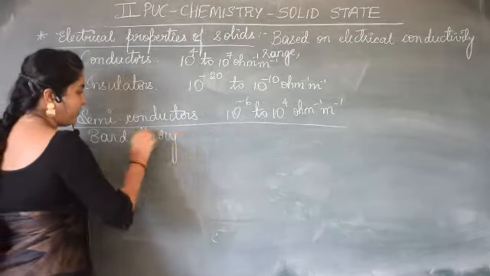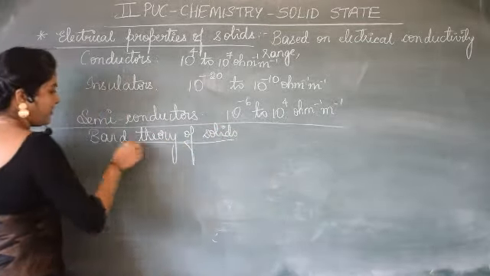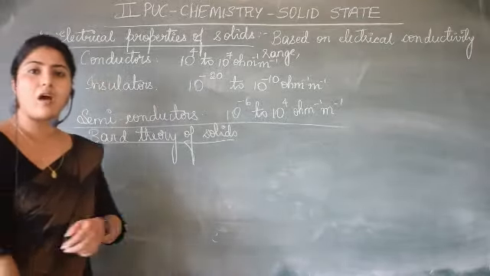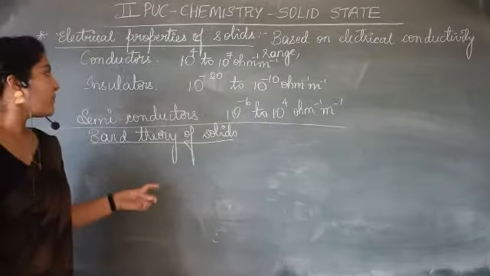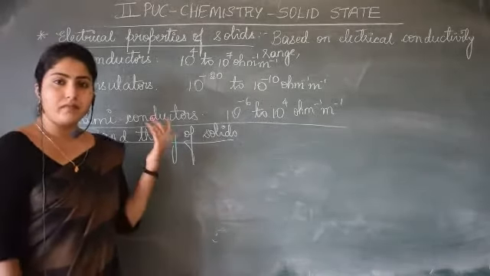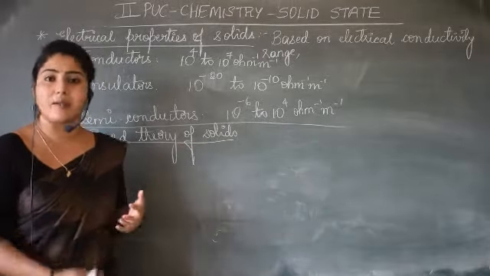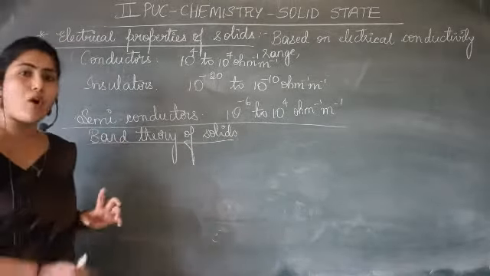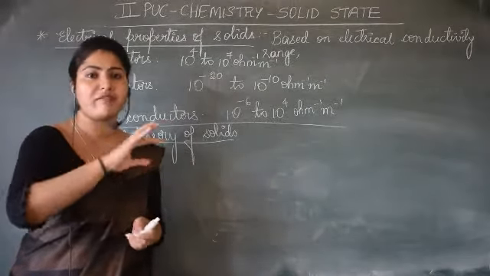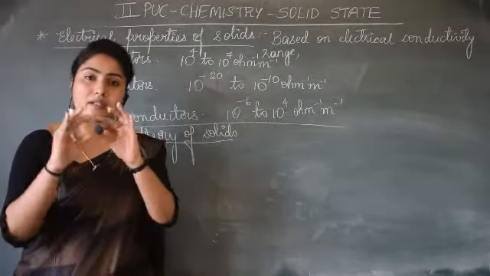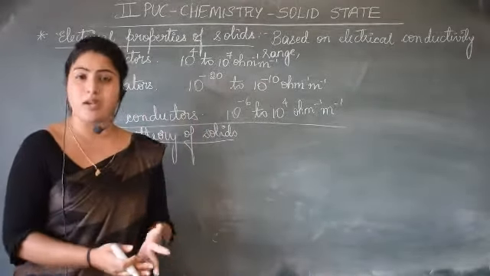Band theory of solids. Now let us see how we can know about these solids. In the case of metals, or any solid substances, the atomic orbitals will combine. Now you know atomic orbitals are where the electrons will be filled. Two or more atomic orbitals combine to form a molecular orbital.